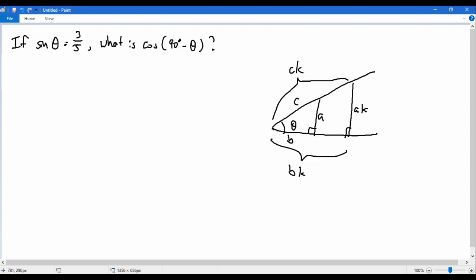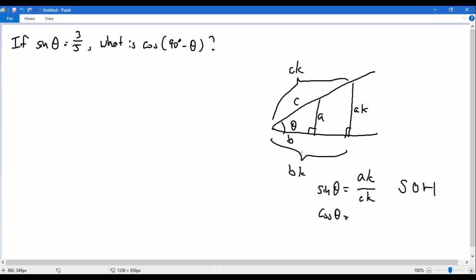And we have different names for these ratios. And they're based around the angle. So sine of that angle theta is going to be the opposite, so AK over the hypotenuse CK. So sine is opposite over hypotenuse.